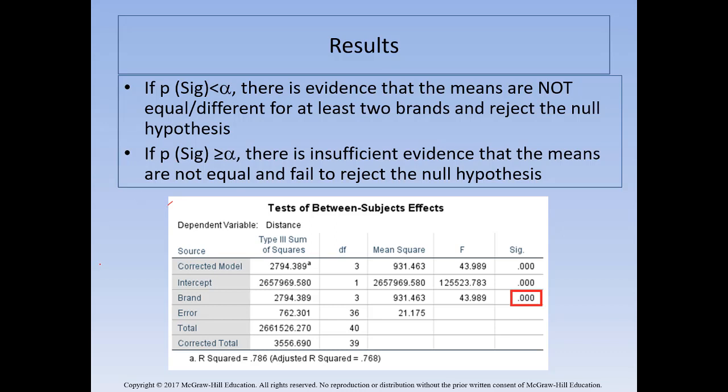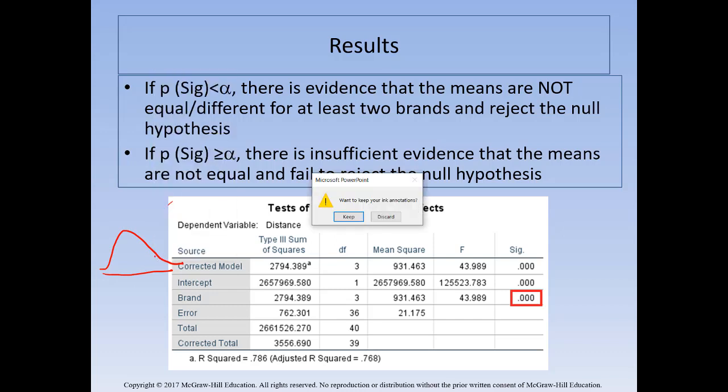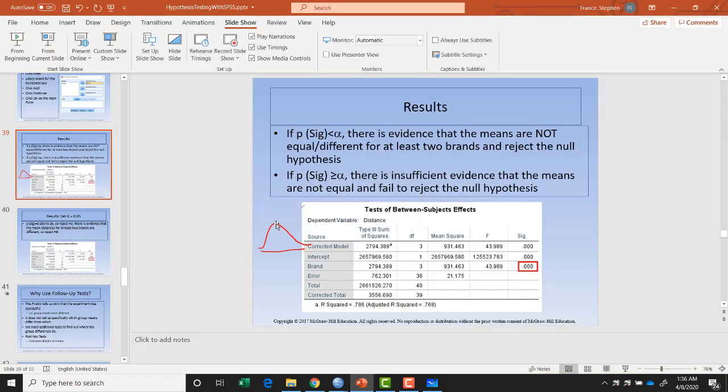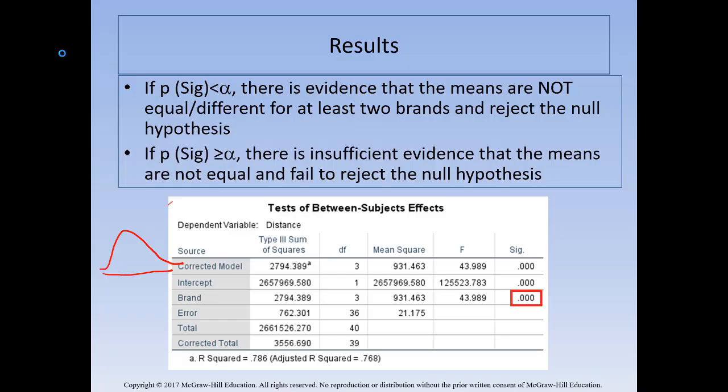So if I was to draw a little F distribution here and say I had my alpha 0.05, so say we had the alpha equals 0.05.